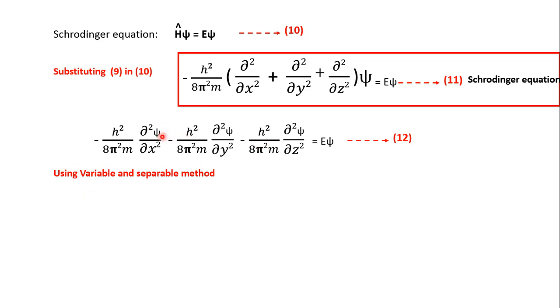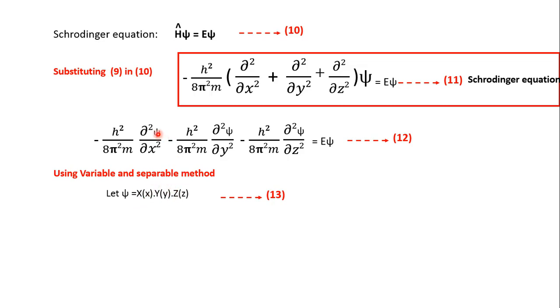In this we substitute the psi, which depends upon three variables x, y and z, as a product of three functions. One is capital X, which depends only on small x. The other is capital Y, which depends only on the variable small y. The third function is capital Z, which depends only on the variable small z. In short, psi will be a product of three functions: capital X, capital Y and capital Z. Substitute this value of psi equal to capital X, capital Y, capital Z in equation 12.